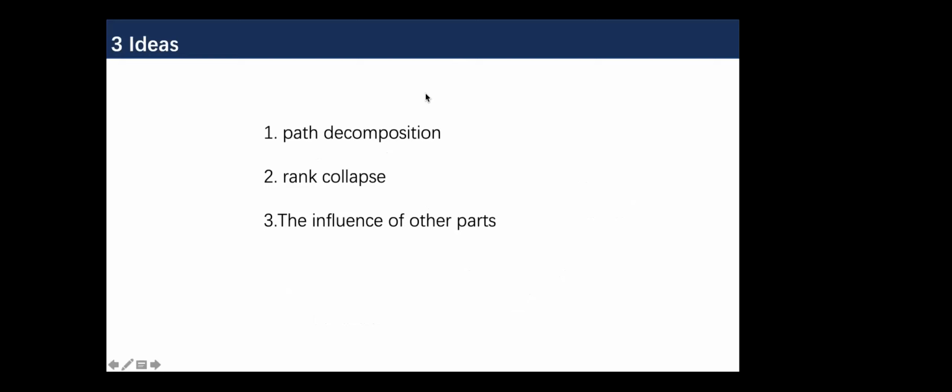The first one is path decomposition. The second one is rank collapse. And the third one is the influence of other parts on the rank collapse. So we will learn these three parts in detail next.